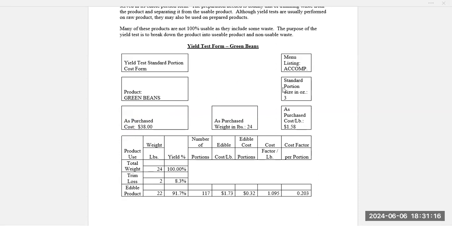The menu listing, what does ACCOMP mean? Shortening for something. I think you mean accompaniment, sir. Accompaniment, very good. So it means the green beans is not a standalone meal. It is going to be complementing something on the plate, either a slice of fish, chicken, pork, beef, you name it. Does that make sense? Yes, sir.